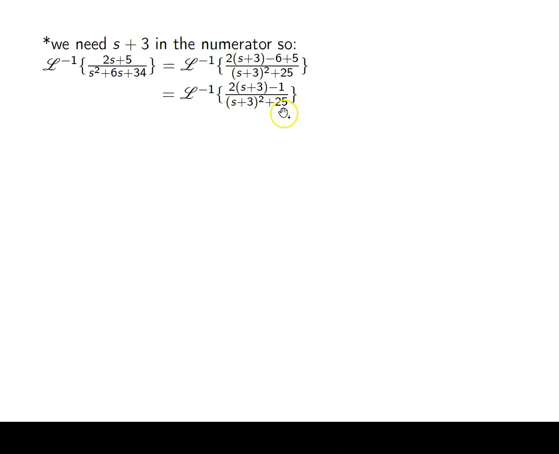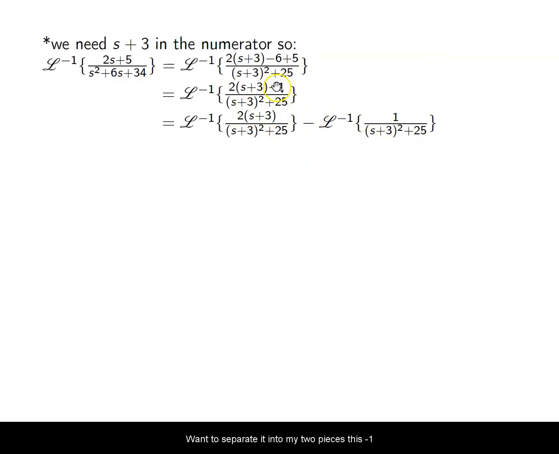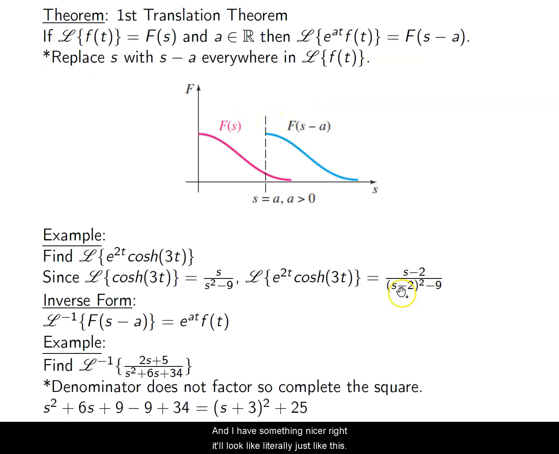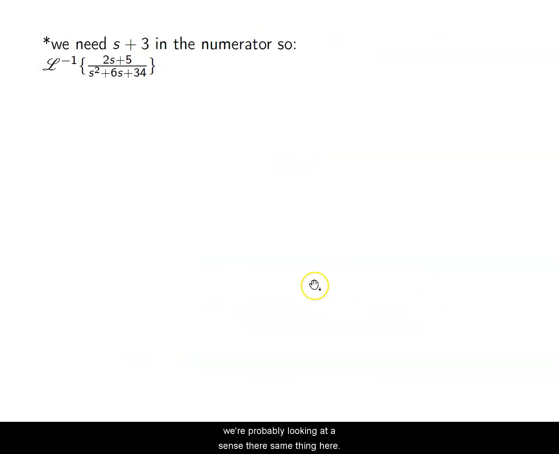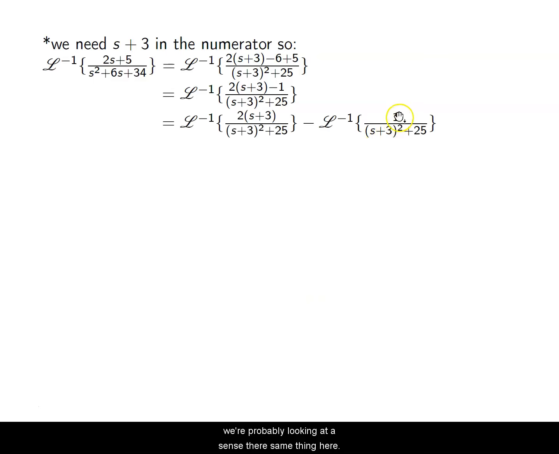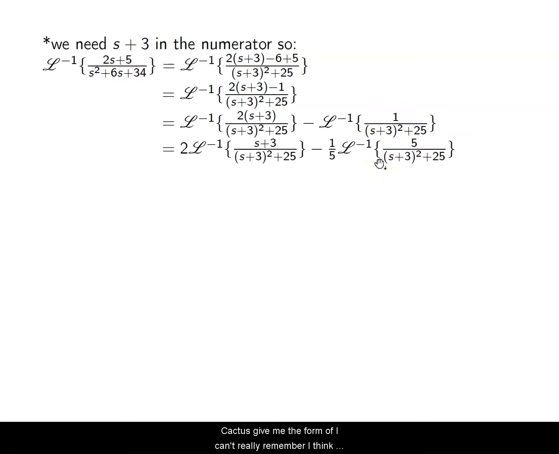So what I can start to do now is break this apart. I want to separate it into my 2 pieces. This -1 over s plus 3 squared plus 25 gets its own thing, and the 2 times s plus 3 gets its own, because I can have 2 come out as a multiplier, as a constant scalar on the outside, and I have something nice here. It'll look literally just like this, but instead of minus, it'll be a plus, so instead of cosh we're probably looking at a sinh there. Same thing here. This gives me the form of, I can't really remember, I think it's a sine.